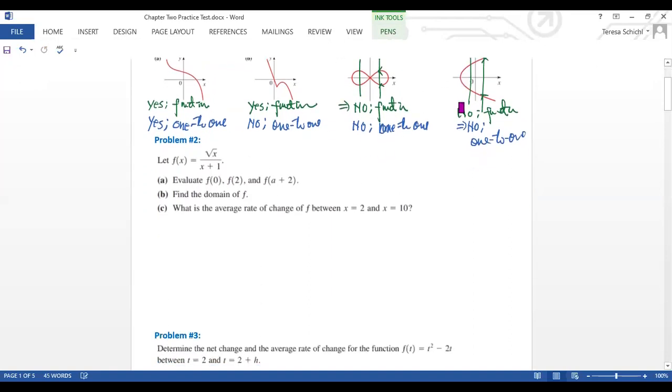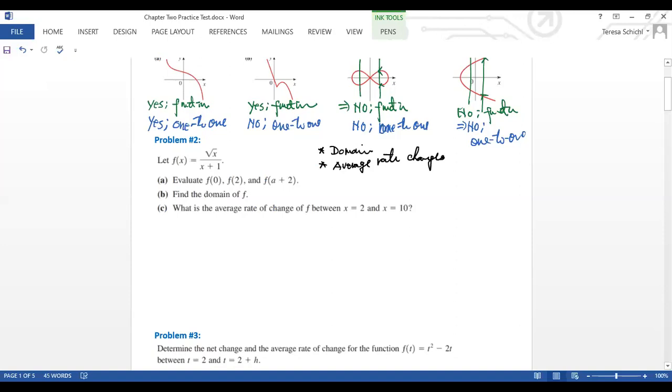Okay, let's take a look at problem number 2 here. The key concepts we try to test in problem number 2 are two. The first thing is to find the domain, and then the other thing we want to find is called the average rate of change. So those are the two concepts we want to do.